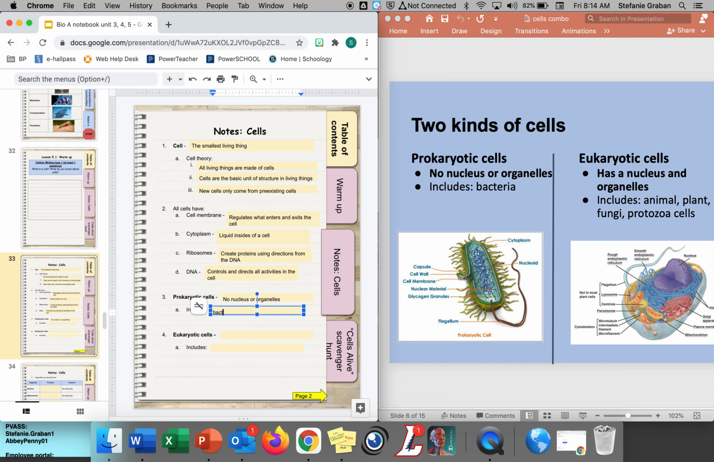Includes bacteria. Everybody else that's not bacteria have eukaryotic cells, and that means they do have a nucleus and organelles, and eu rhymes with do. So eukaryotic cells do have a nucleus and organelles. And this is going to include animal cells, plant cells, fungi cells, protozoan cells, everybody who is not a bacterium.